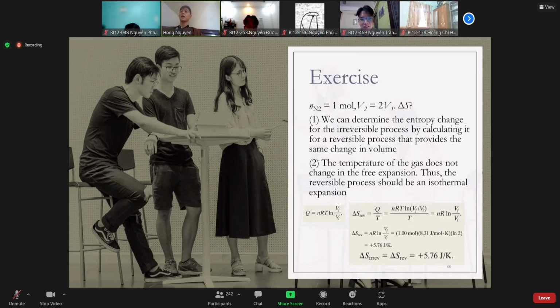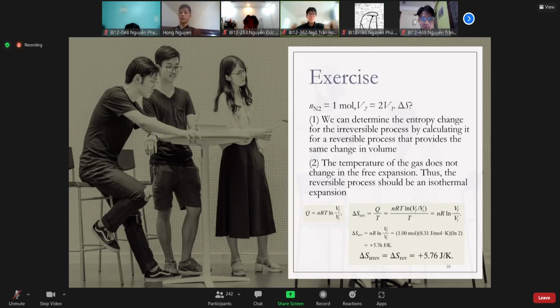Good. Then we calculate as normal. For example, here we have the heat equal nRT ln Vf over Vi. Then we have this one, and so on. And then after that, we will have the change in entropy for the reversible process as this one. This one is for the reversible process.